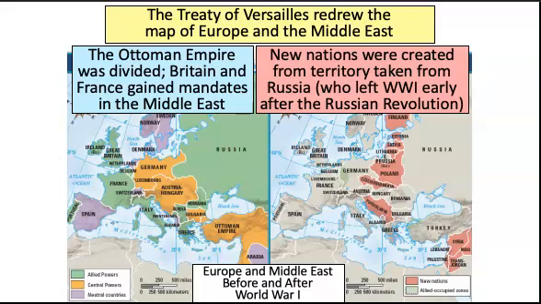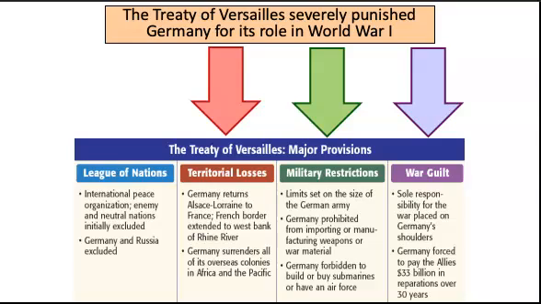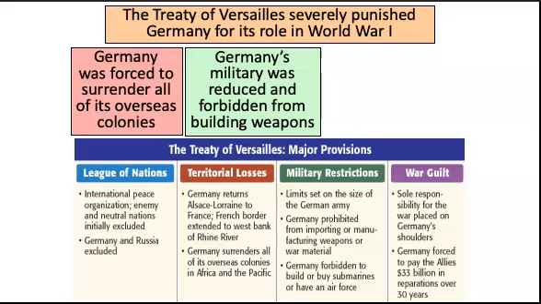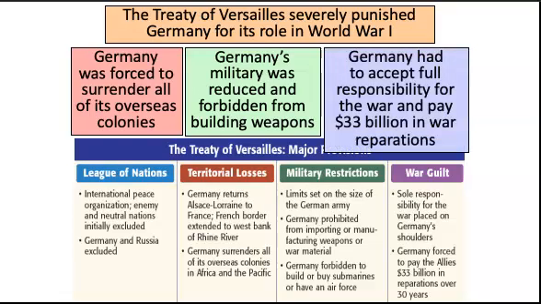Revolution. In addition to this, the Treaty of Versailles severely punished Germany for its role in World War I. Germany was forced to surrender all of its overseas colonies, its military was reduced, and it was forbidden from building weapons. And Germany had to accept full responsibility for the war and pay $33 billion in war reparations. Calculated for inflation, that $33 billion would equal about $570 billion today.